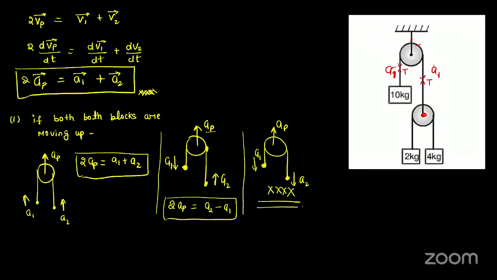ठीक है, अब अगर आप बात करो, ये देखो इधर ओवरऑल जो ब्लॉक है वो 10 kg का है और इधर जो ओवरऑल वेट है वो 6 kg है, मतलब ये वेट ज्यादा है, तो दिस विल मूविंग डाउन और ये पूरा सिस्टम मूविंग अप. ठीक है, अब देखो पुली इज मूविंग अप विद एक्सेलरेशन A1, तो मूवेबल पुली हो गया. ठीक है, टेंशन तो T है.